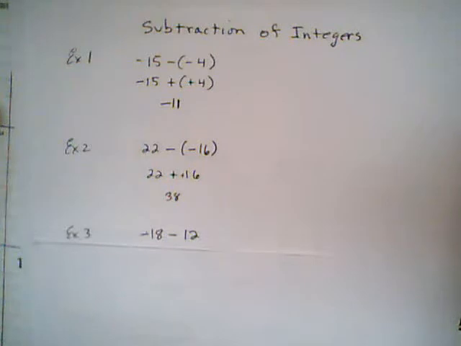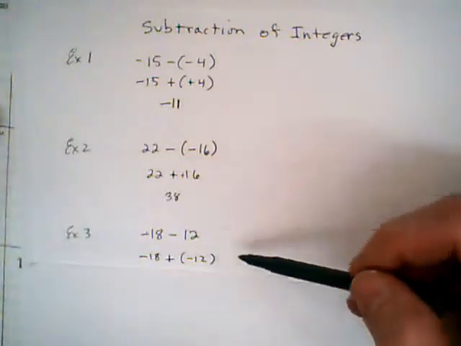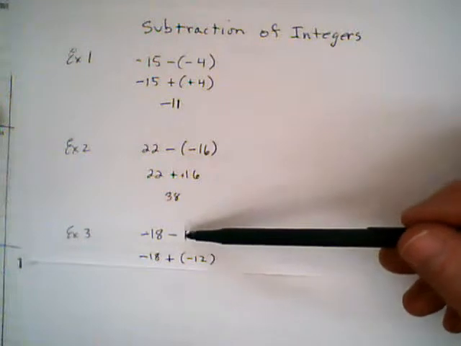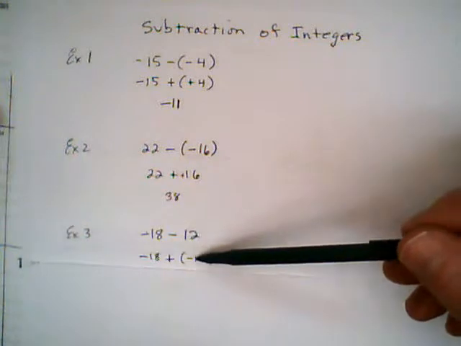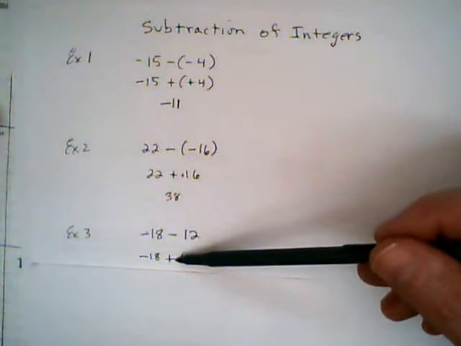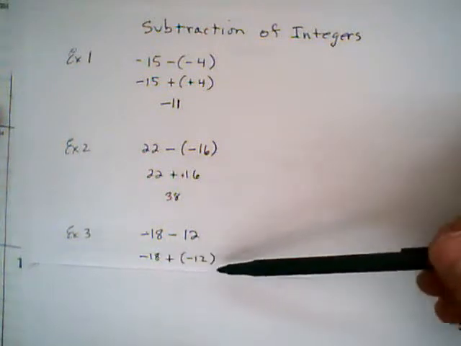Example 3. Negative 18 minus 12. Again, change the sign and add. Now the understanding here is that that minus is the operation and that the sign of the 12 is a positive 12. So when I change the sign, it becomes a negative 12, and the operation is now addition. Change the sign, and now I'm going to add.